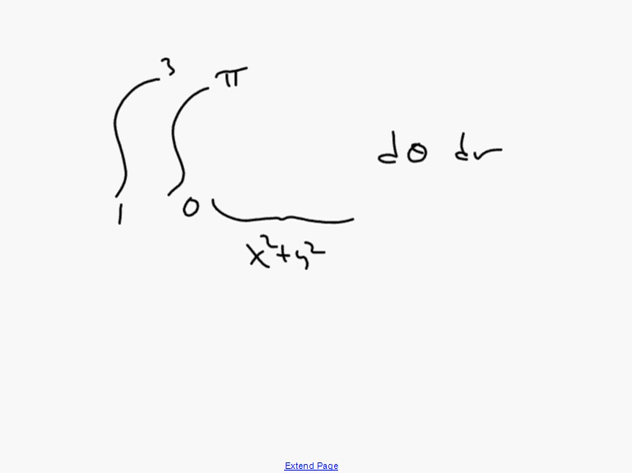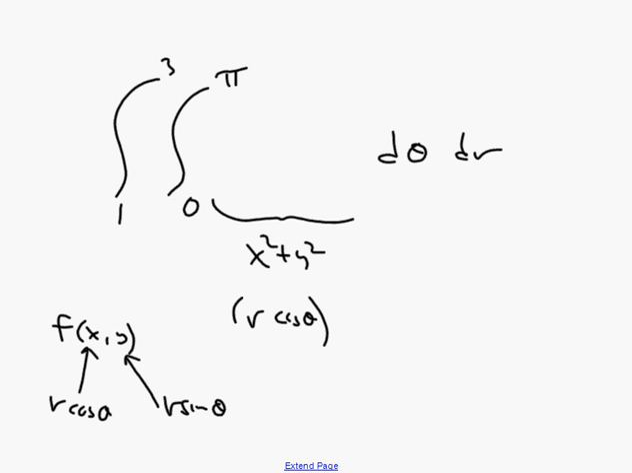But if you think about it, x squared plus y squared, those are rectangular coordinates. That function is written in rectangular coordinates. We need to convert it to polar coordinates. So to do that, you take f of x comma y, and you replace x with r cosine theta and y with r sine of theta. All right, so let's do that. This would become r cosine theta squared plus r sine theta squared.